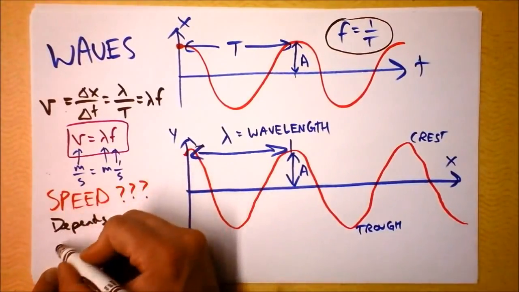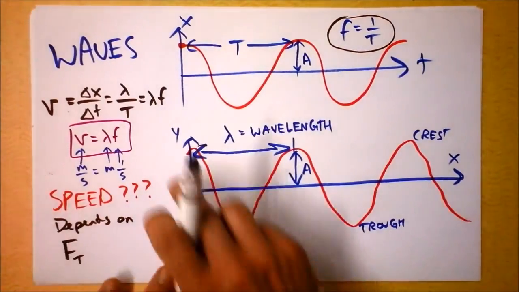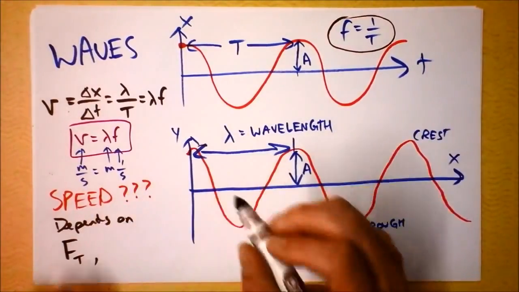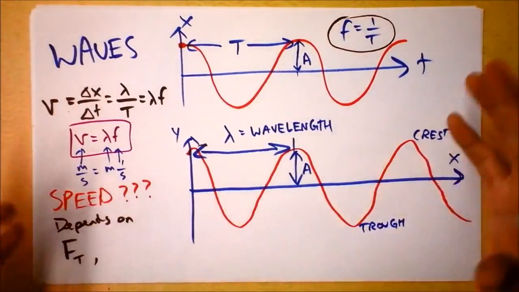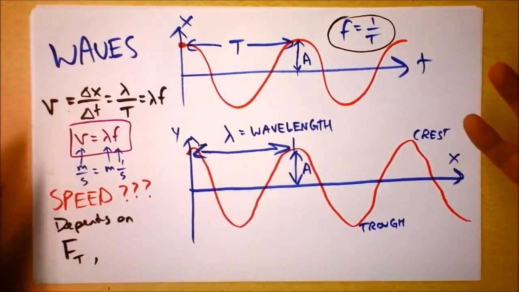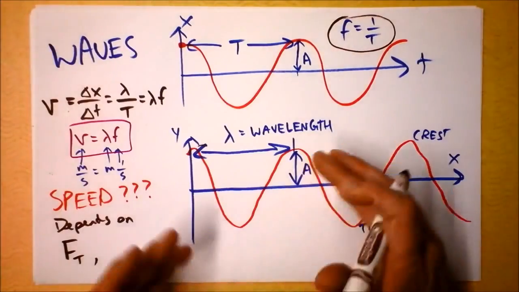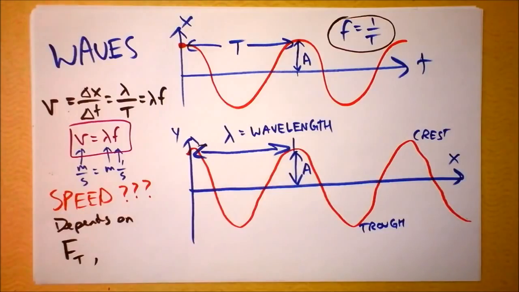We could call that, what do you want to call that? The force of tension. You might call it a capital T, but that might be really confusing with your capital T up there. So we might say it depends on the tension. We might also say it depends on how massive the rope is. Of course, because the rope's mass determines its inertia, and that will determine all kinds of things about speed. More inertia probably means a slower speed.